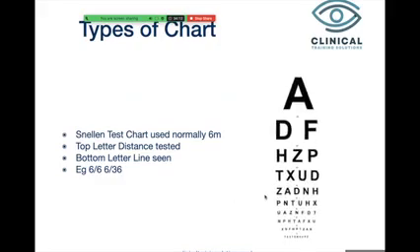Okay, so for here, if they see down here and see 6/6, that means at 6 meters, they can see the letter they should see at 6 meters. At 6/36, which is up here, that means that at 6 meters, they need the 36 meter letter, which is going to be much bigger to be seen. Okay, and then you can also add pluses and minuses to say whether the patient was doing a little bit better or a little bit worse, okay?